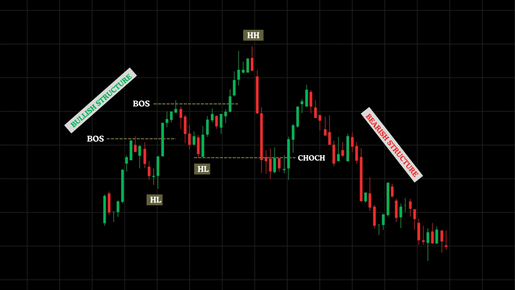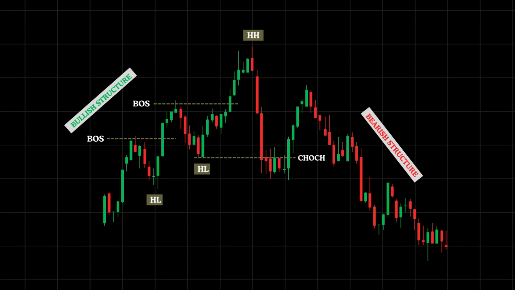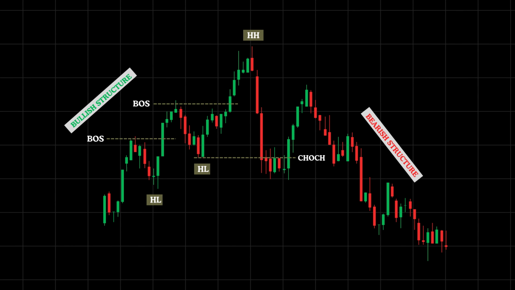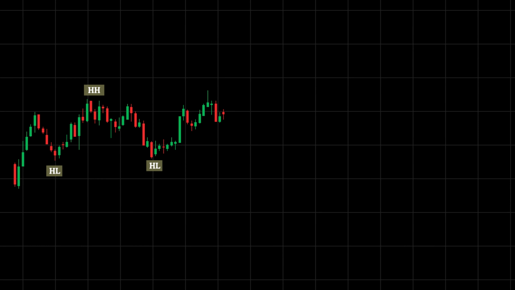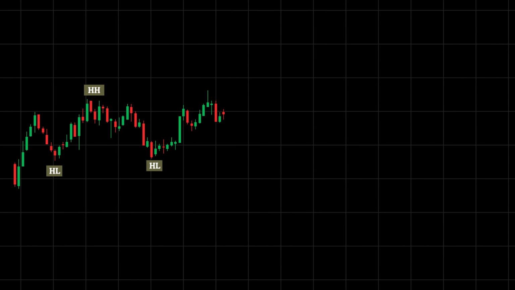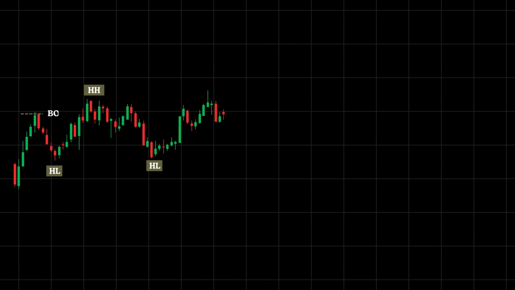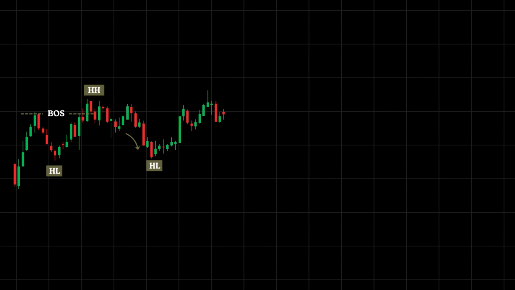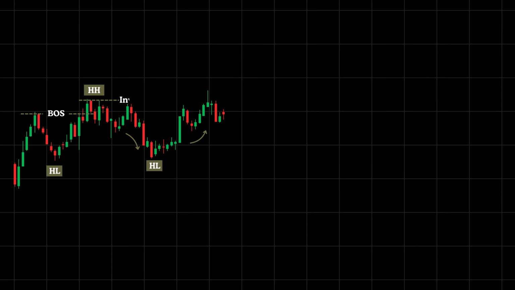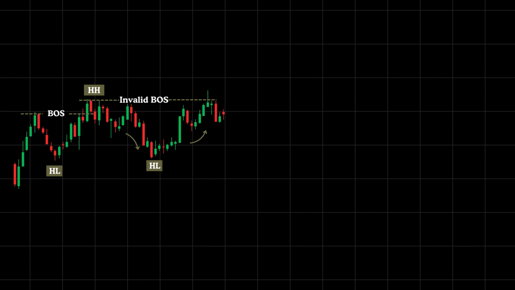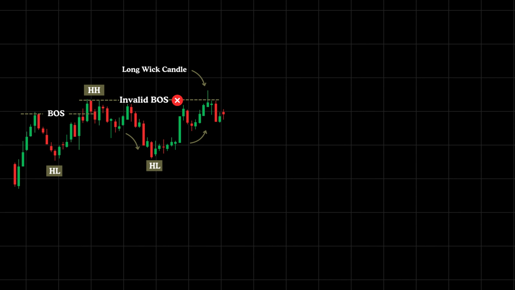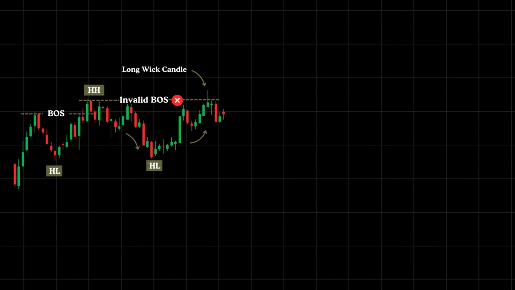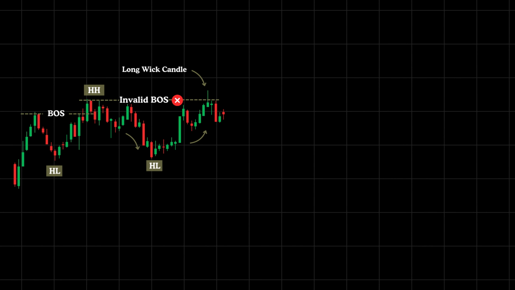Now, let's move on to understanding how to identify which break of structure and change of character are valid, and which are invalid. Here, the market is trending bullish by forming a structure of higher highs and higher lows. First, the price breaks above this high. Then while retracing, it attempts to surpass its prior high with a pullback, creating a long wick candle near that high on the chart. However, this is not considered a valid break of structure because the candle did not close above the previous swing high.